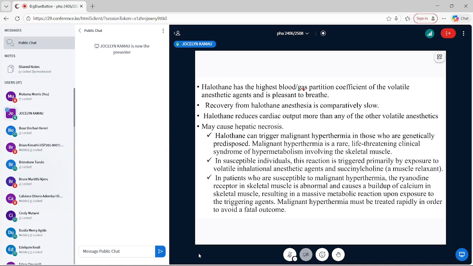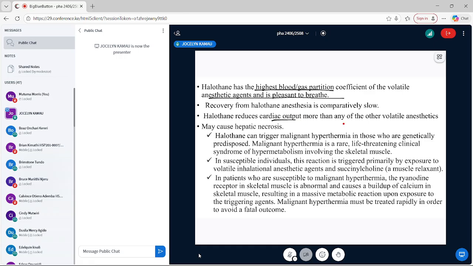Halothane has the highest blood gas partition coefficient of the volatile anesthetic agents and is pleasant to breathe. As we mentioned, it has the highest blood gas partition coefficient. It can stay in the blood a little bit longer. It doesn't leave the blood very easily to get into the brain, and when it comes to being excreted through exhalation, it does not leave the blood very easily either. So it can have slow induction and also slow recovery, because it is more soluble in the blood than in the gas. We are going to mention that as we move on, even for the other ones.